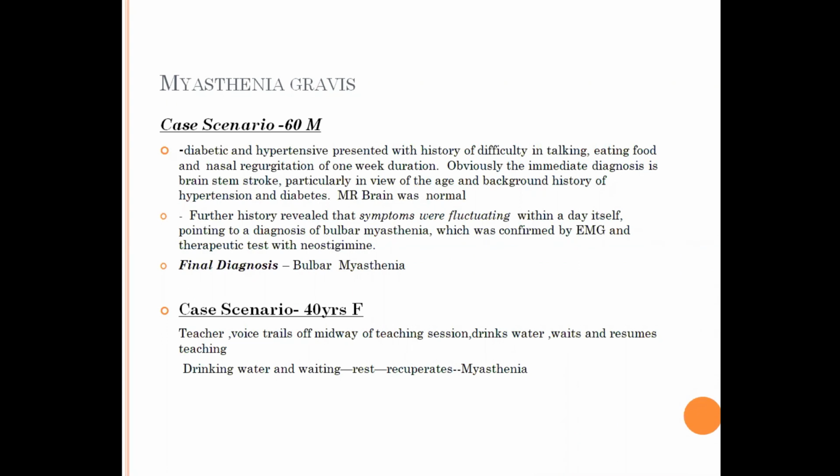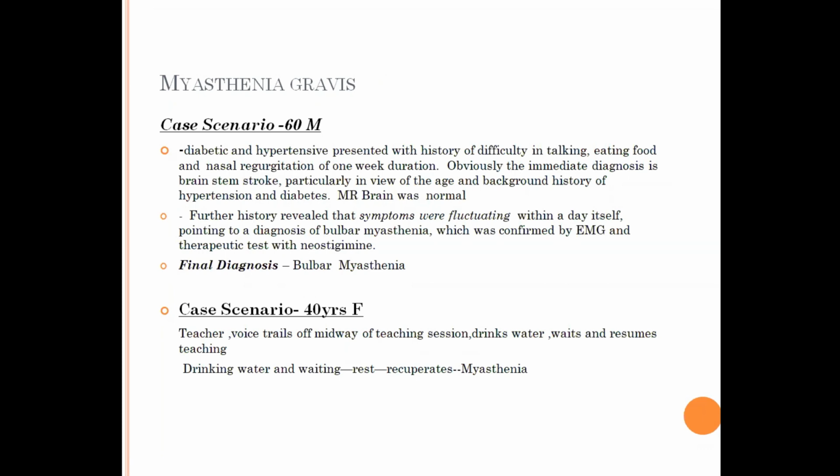exaggerating. For example, a case scenario you see here: a diabetic and hypertensive presented with history of difficulty in walking, talking, eating food, and nasal regurgitation of 1 week duration. This is one of my own cases. With hypertension, diabetes, a 60-year-old with bulbar symptoms, the diagnosis of stroke was made and the MRI brain was done, which was normal. But then, as I keep telling you, history, history, and history is going to give you the correct diagnosis.